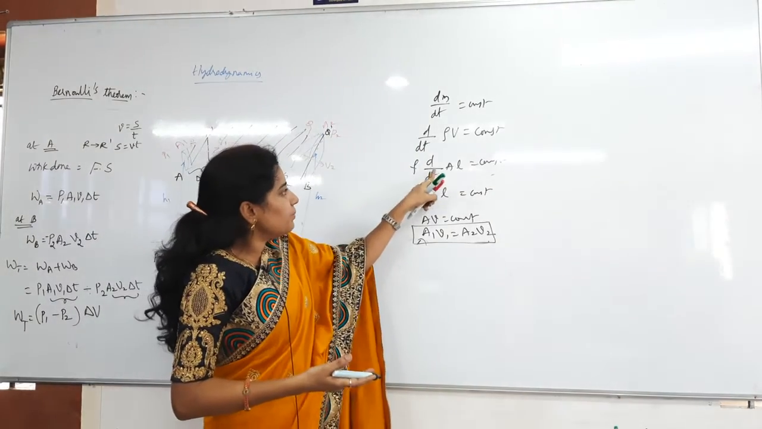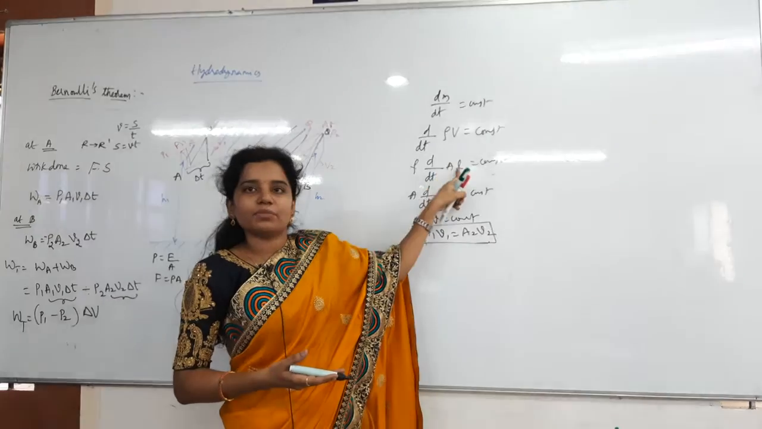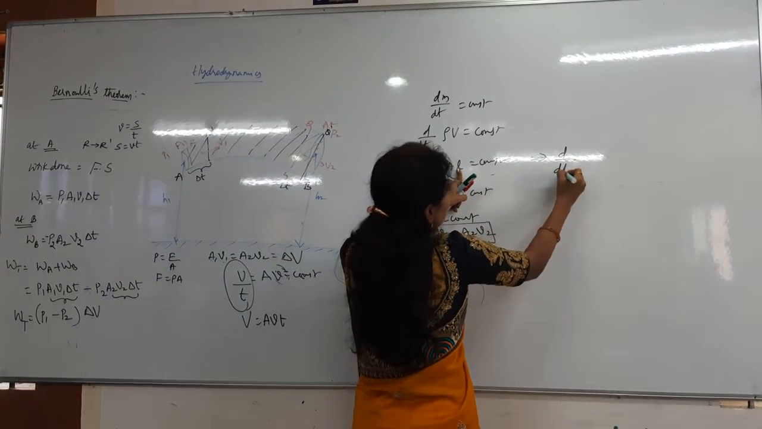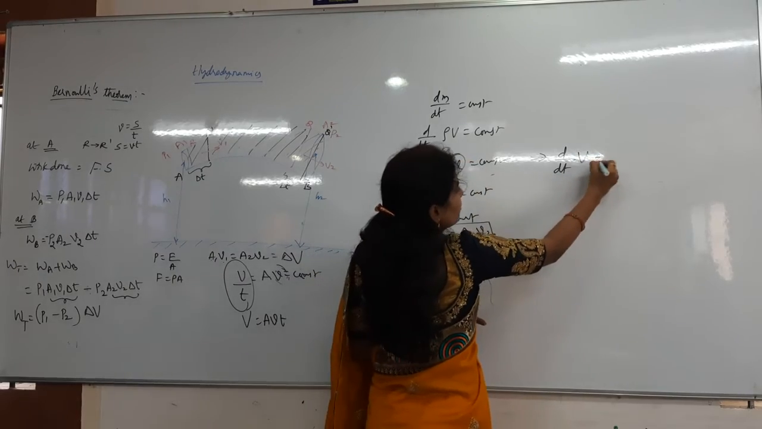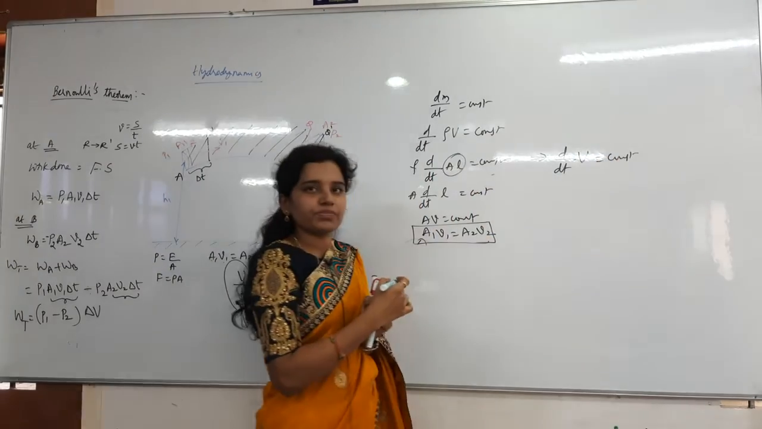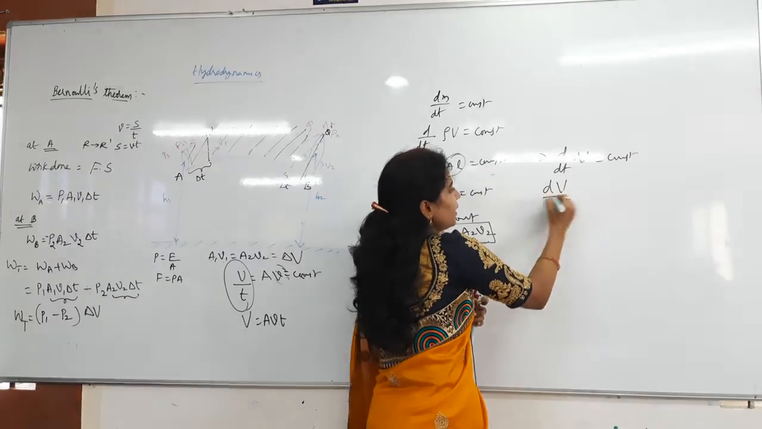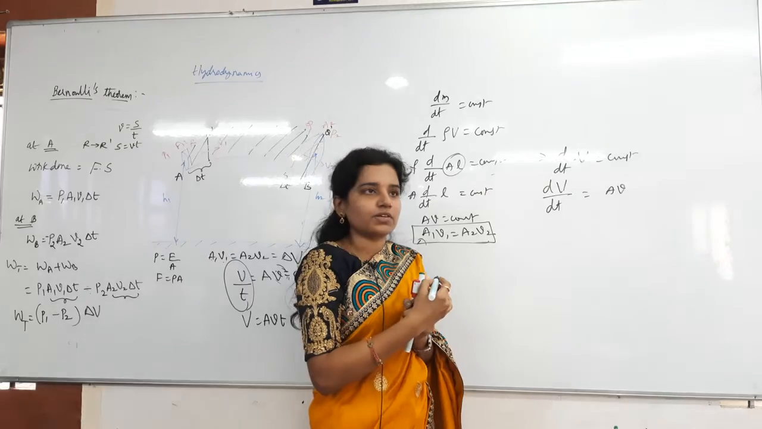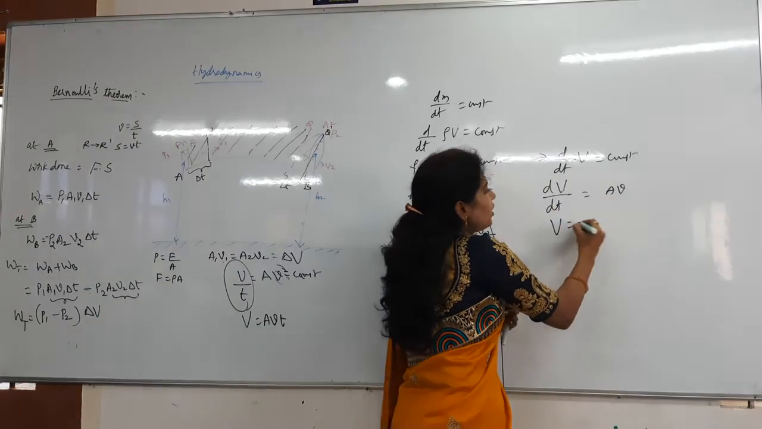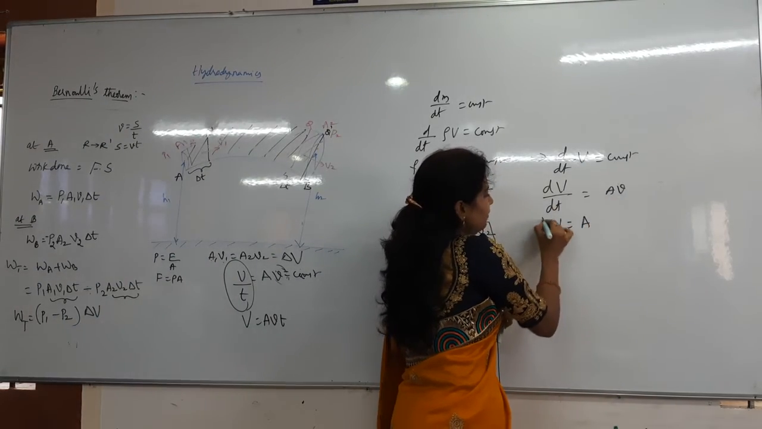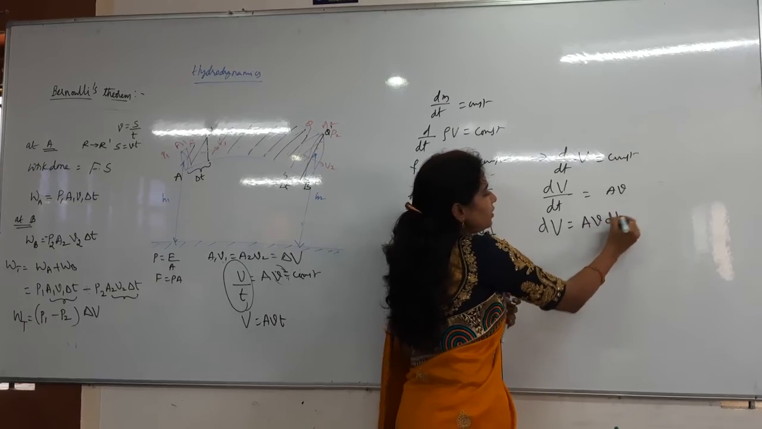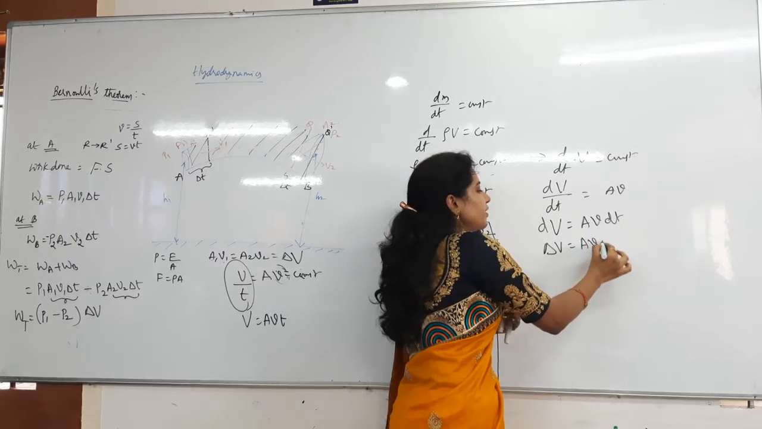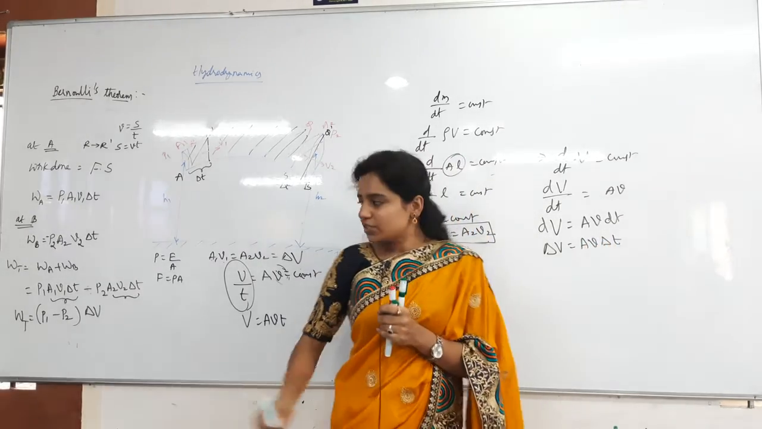So here d by dt of A into L is nothing but the volume, right? From this equation, d by dt of AL is the volume, which is constant. So dV by dt, in the place of constant, I can write area into velocity only. Then dV is equal to AV into dt. Otherwise delta V is equal to AV into delta T. That is what we are getting here.